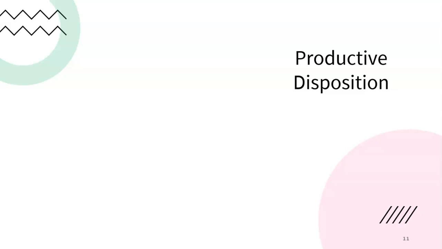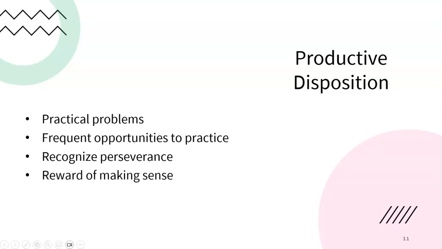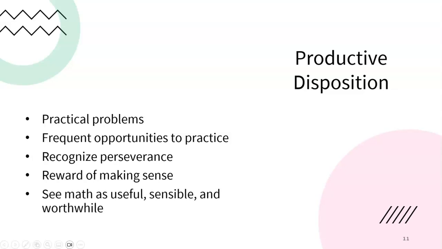Finally is productive disposition, and students can see the practicality of the problems they're solving. They also have frequent opportunities to solve and practice. Teachers are able to recognize perseverance, and this shows that teachers are usually the ones that shape the attitude of students in their mathematical problem solving skills. Students also feel accomplished and they know the reward of a problem making sense. And lastly, they see math as useful, sensible, and worthwhile.